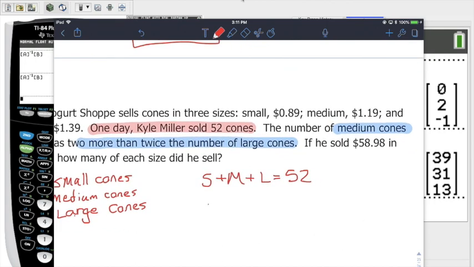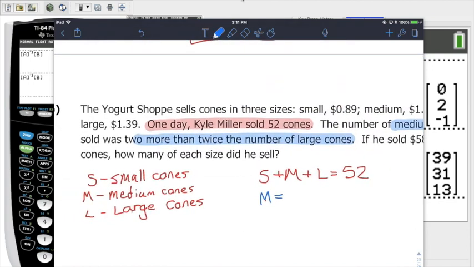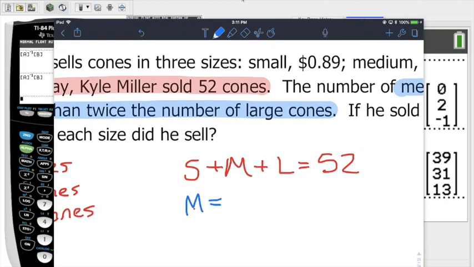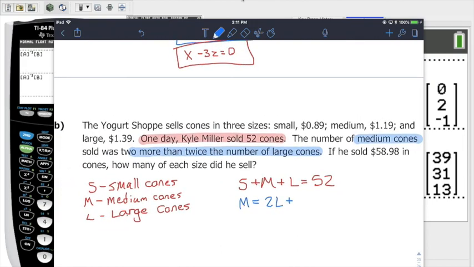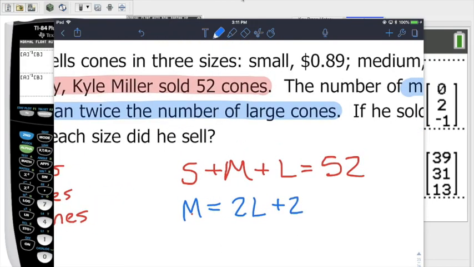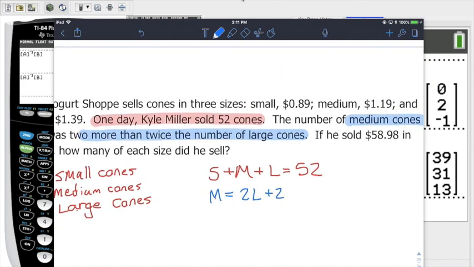So you can say your mediums, and let's color code it here. Mediums sold was 2 more than twice the number of large cones. So we can go 2L and then plus 2 more. If you take your larges, multiply by 2, and then add 2, that'll be your number of medium cones there.